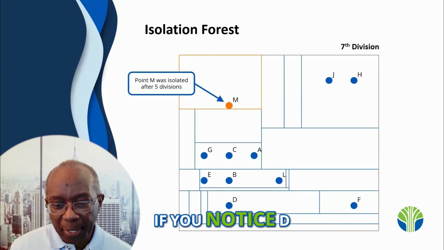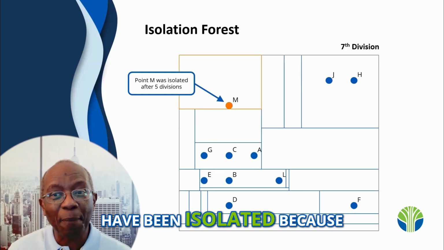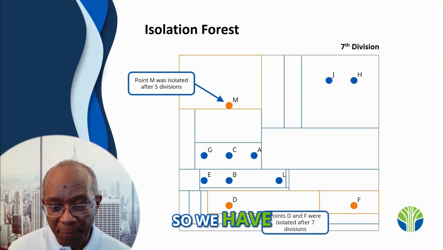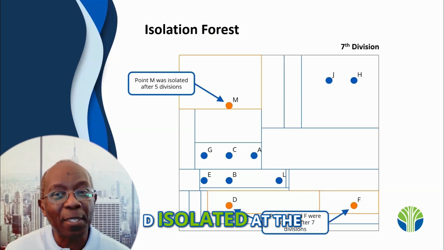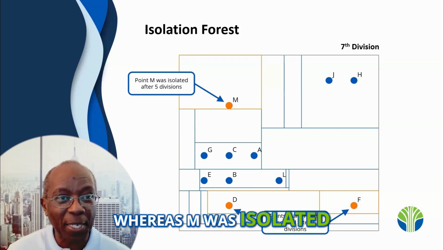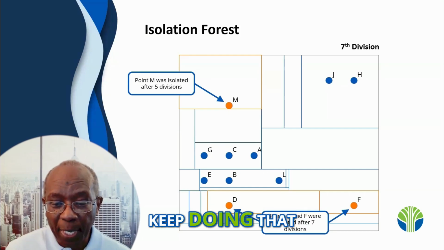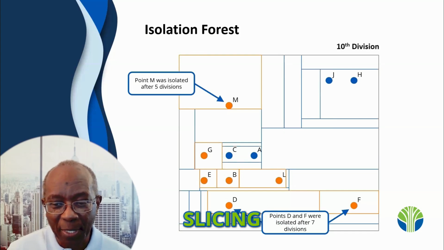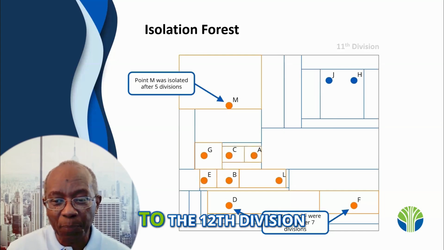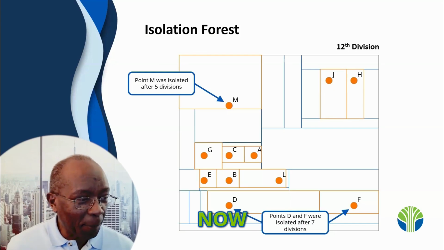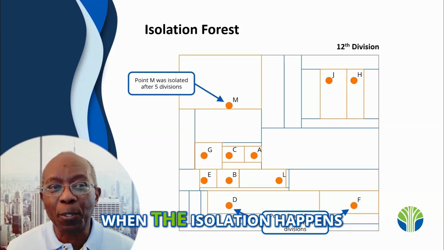Now, if you notice, D and F have been isolated because they are alone in their own cell. So we have B isolated at the seventh iteration, same thing with F, whereas M was isolated at the fifth iteration. Okay, keep doing that. And we shall just say, keep slicing, slicing, slicing. And when we get to the 12th division, all the points have been isolated. Now keep a record of when the isolation happens.